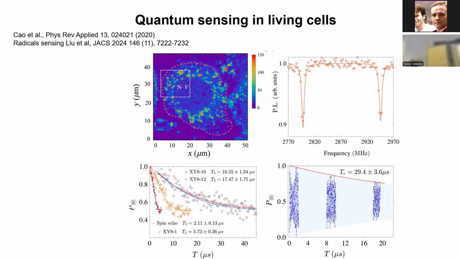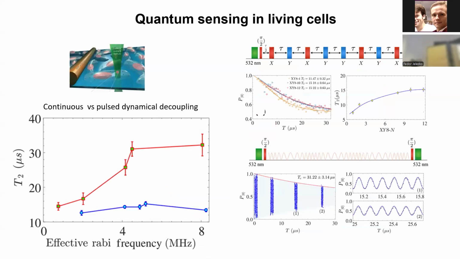If you have an antenna on top, a microwave antenna, you can do exactly the same experiment like you did before, but inside of the cell. You can also apply pulses, like dynamical decoupling. Continuous dynamical decoupling is also possible. You see in both cases, you can extend your T2 time to a few tens of microseconds. And we also compared the performance with Jiaming.